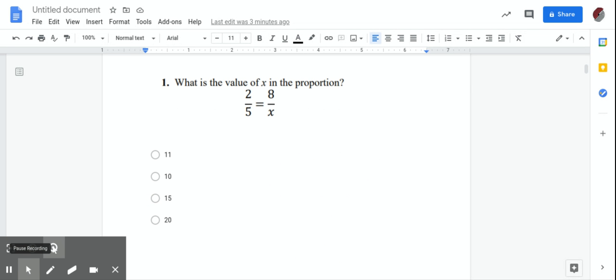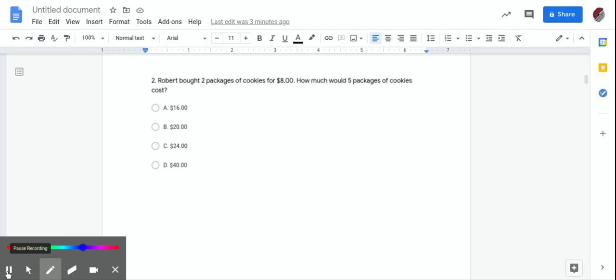You try. What is the value of x in the proportion? Question number 2. Robert bought 2 packages of cookies for $8. How much would 5 packages of cookies cost? So I'm going to set up a proportion to solve this problem.